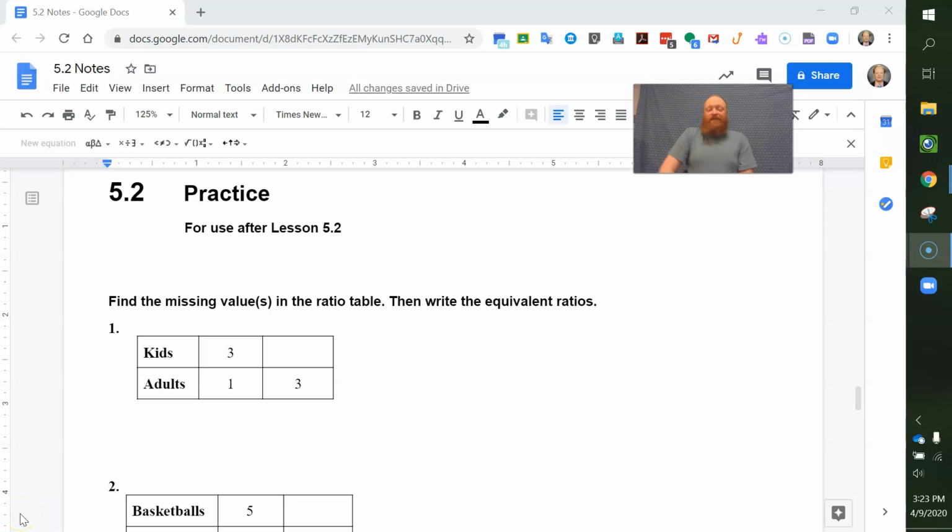All right, we're finally there. We're at 5.2 practice. It says find the missing values of the ratio table, then write the equivalent ratios.